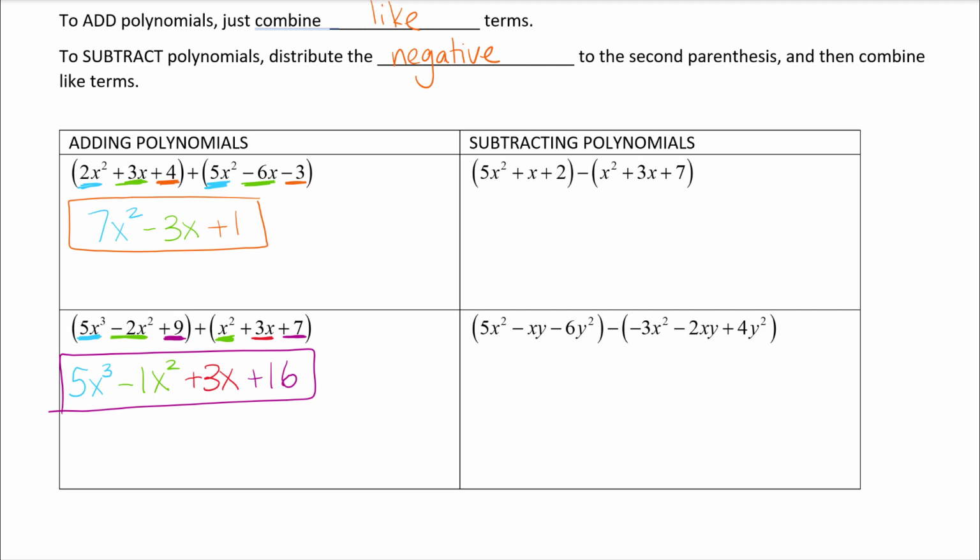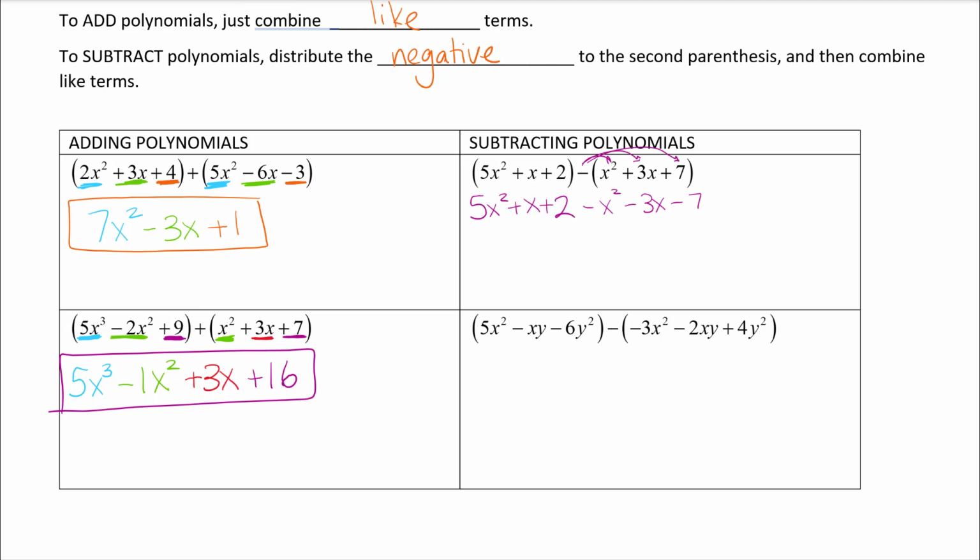Now, remember when I said to subtract, you're going to distribute the negative sign to the second parentheses and then combine like terms. So I'm going to distribute here to the second parentheses. A negative times x squared is negative x squared. A negative times positive 3x is negative 3x. A negative times positive 7 is negative 7. The first parentheses doesn't get a negative in front, so it just comes down.